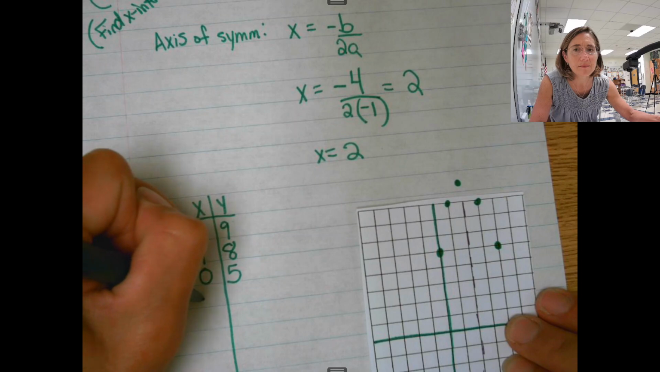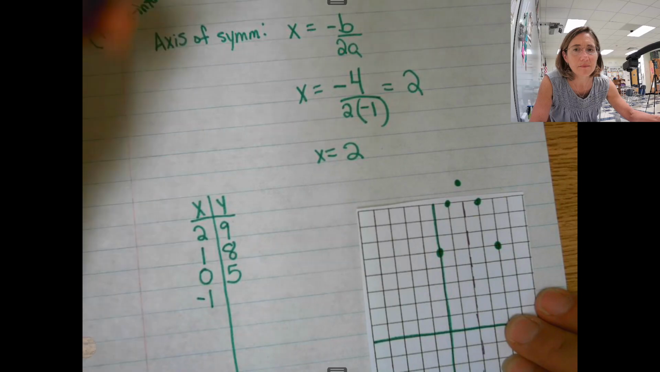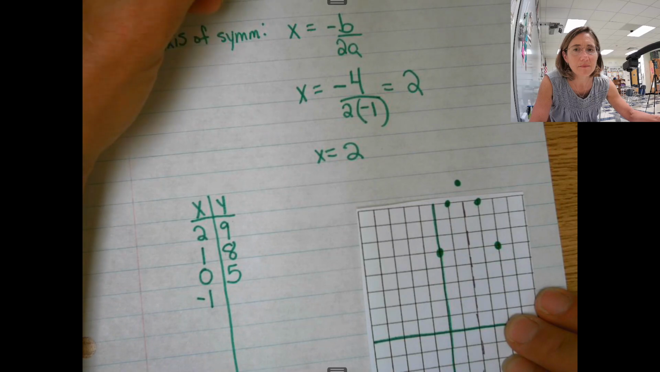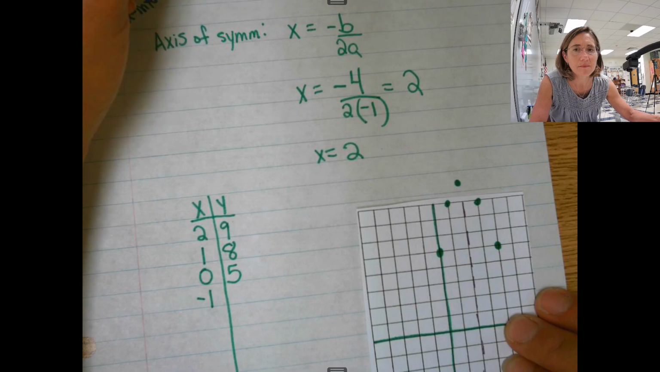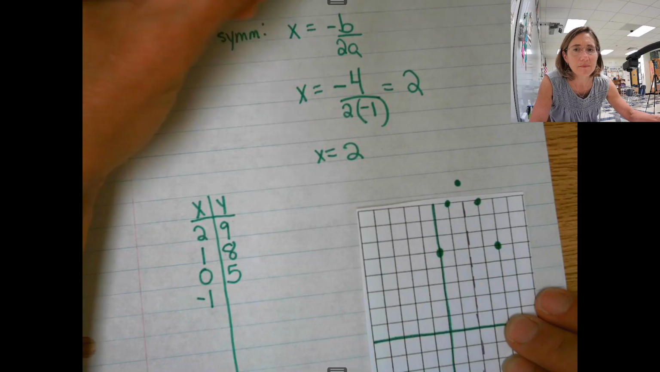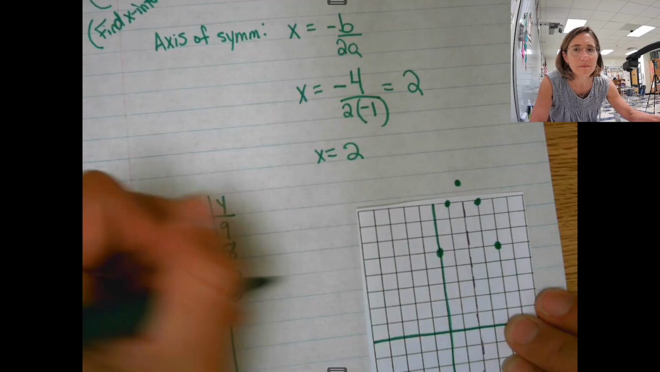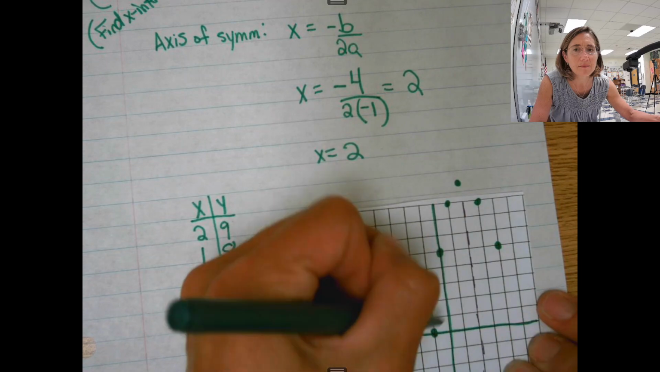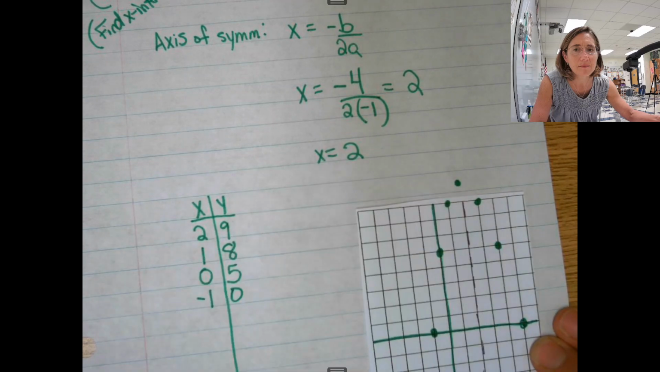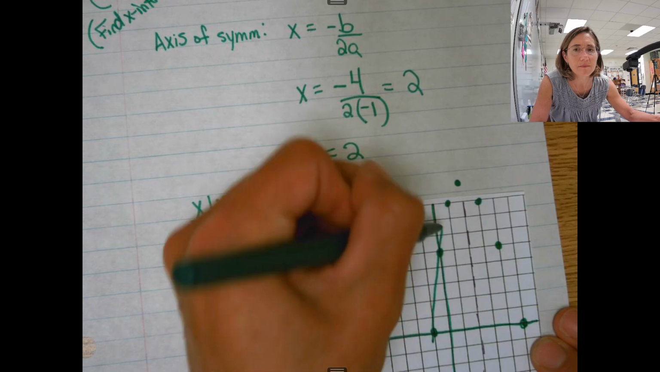Let's plug a -1 in for x. When I put the -1 in, that -1 is getting squared, so that's going to be a +1. But then there's another negative sign, so it turns back negative. That's -1 overall. 4 times -1 would be -4. So -1 plus -4 would be -5. Add 5, I'd be at 0. So -1, 0, and then I'll mirror that on the other side. So here's where my parabola is going to go.